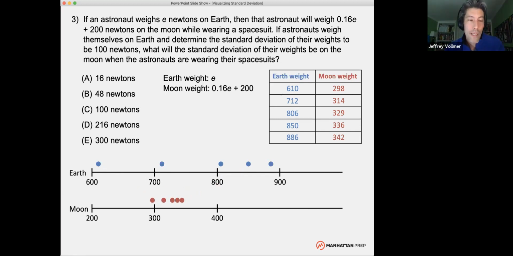And so we need a much smaller standard deviation than 100. So now we have to ask ourselves, by how much did they compress? And the compression is the 0.16. Remember, multiplication is when you multiply all the values by a certain factor, the standard deviation changes by that factor. And when you add, the addition does nothing.